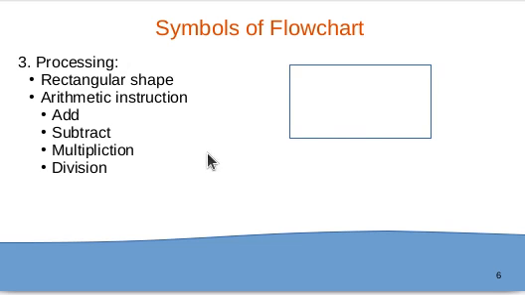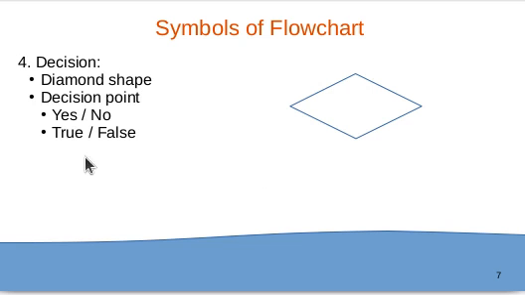Then processing. It is a rectangular shape. It mainly does the arithmetic instruction, addition, subtraction, multiplication, logarithm, square, any type of instruction that is done in this processing symbol is written in this processing symbol. This is rectangular shape. Now decision symbol.